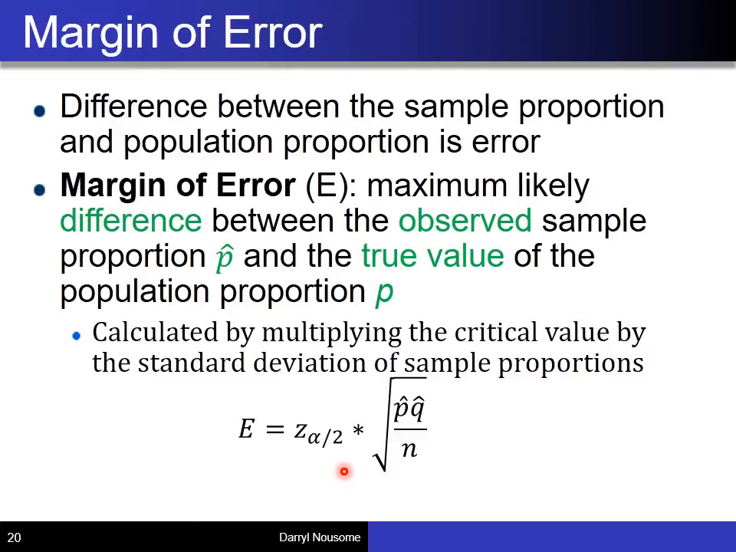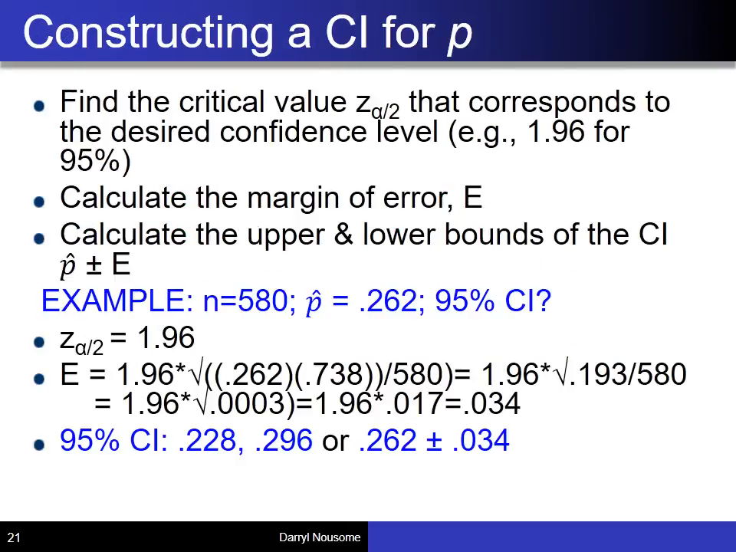So it's basically just saying, given the confidence level that we're going to select, what's the maximum difference between our population and our sample that we could observe. So remember this formula here. So let's construct a confidence interval for p. Given the critical value that we've set that corresponds to some desired level, here we're saying 1.96 for 95%, let's calculate the margin of error, and then let's also calculate the upper and lower bounds of the confidence interval, right?